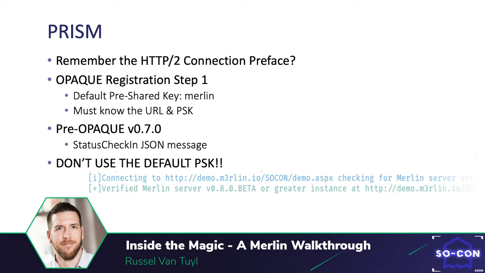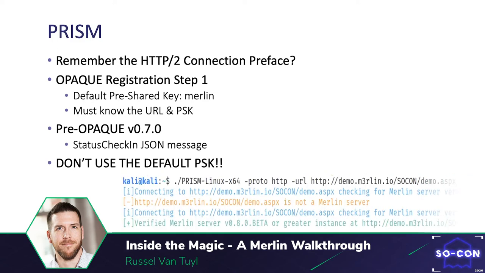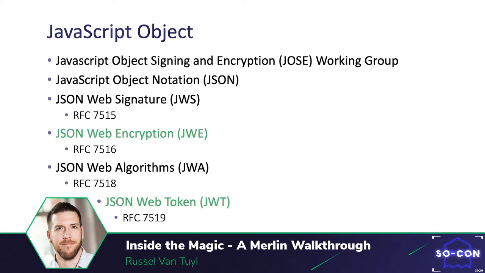Prism will also fingerprint versions prior to version 8, when there was no opaque key exchange. It does this just by looking at the JSON message structure, and if it understands it, then it knows that it's a Merlin server. This image here on the bottom shows a quick example of using Prism to prove that this target server is actually using Merlin. Merlin leverages several JavaScript object notations for its web traffic.